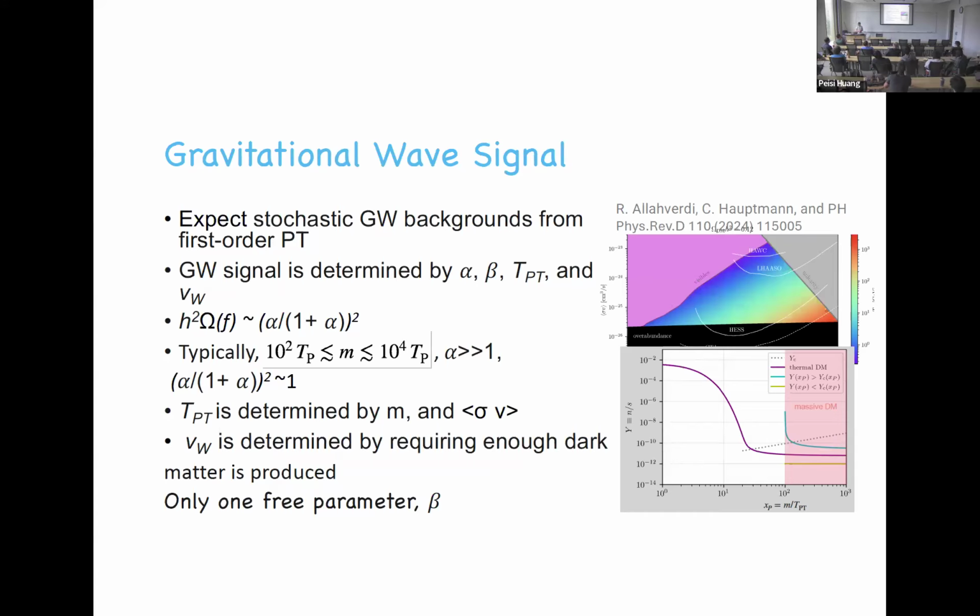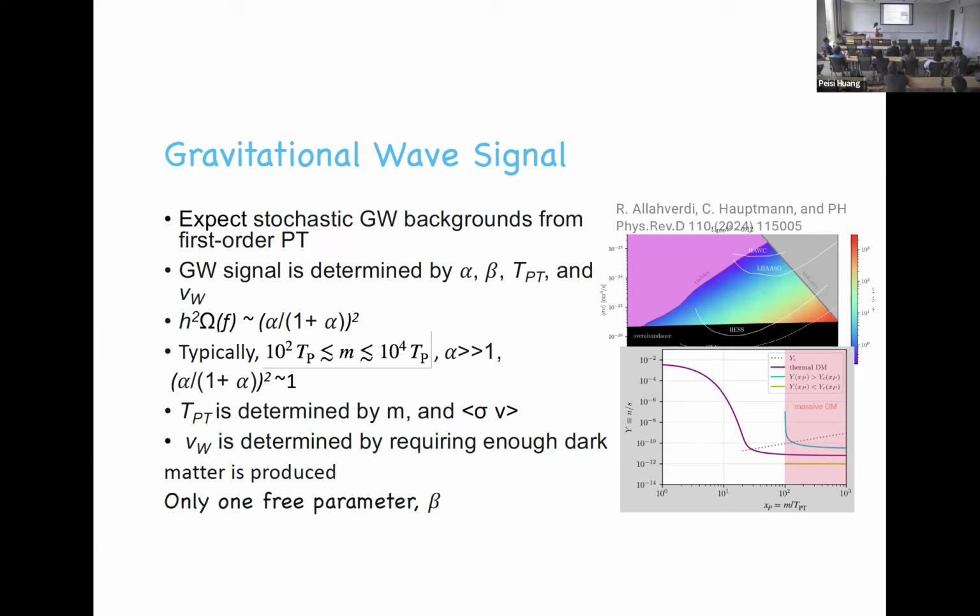So we have a strong first order phase transition. So we expect gravitational wave backgrounds from first order phase transition. The gravitational wave signal is determined by 4 parameters: alpha, the strength of the phase transition; beta over H, the inverse duration of the phase transition; the temperature of the phase transition; and the wall velocity. So the strength of the phase transition is proportional to alpha over 1 plus alpha squared. And typically we see M over T is at least 100. That implies very strong phase transition. So alpha is much larger than 1, and therefore that saturates this ratio here.